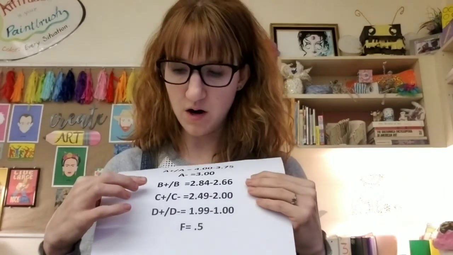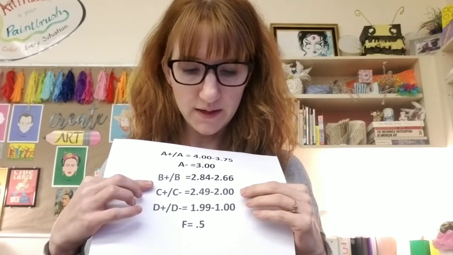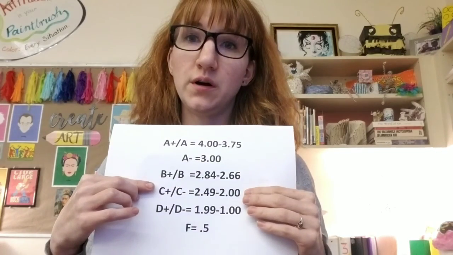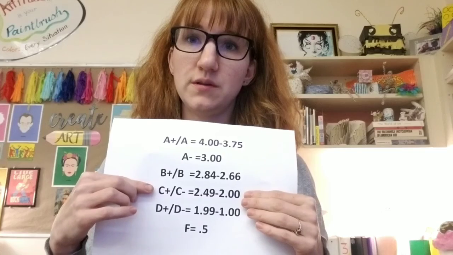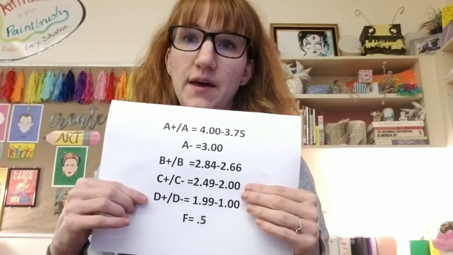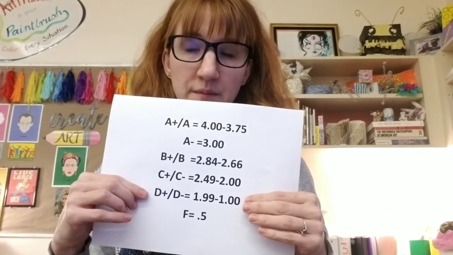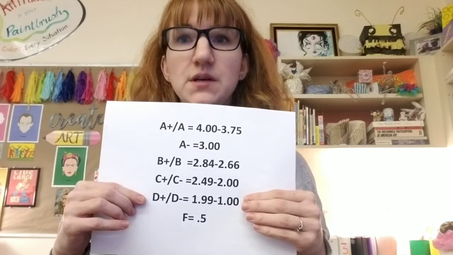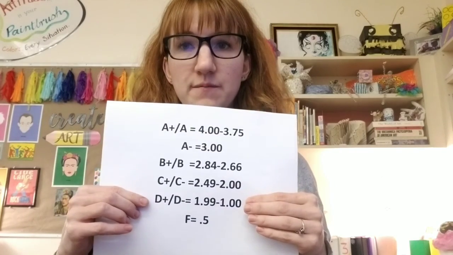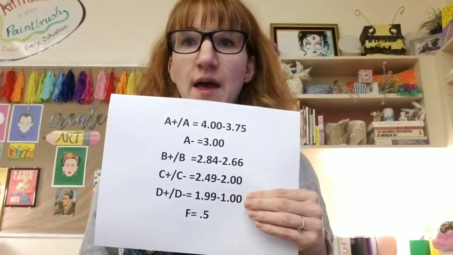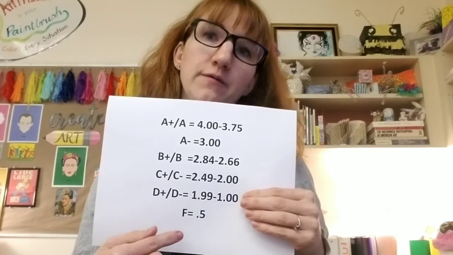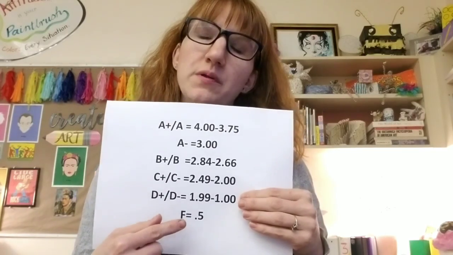If they are getting a level 2 or a little bit higher than a level 2, then they're at the C range. If they are at a level 1, needing a lot of teacher's assistance, not really completing the work fully, they're in the D range. And then at the F is a 0.5. So this is kind of replacing my 0.